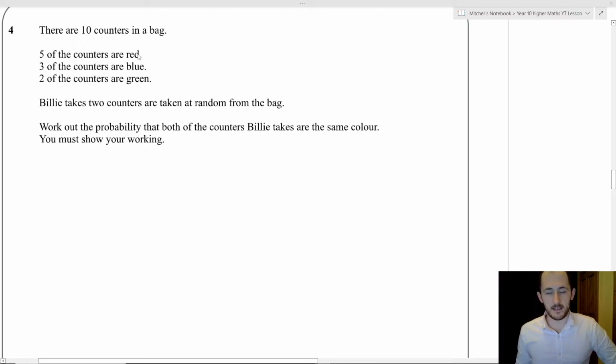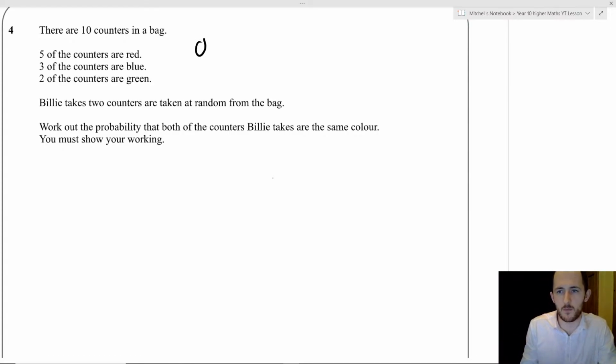Okay, now here it gets a bit more tricky, right? Because we have 3 colours. So there's a few more combinations, but it's the same maths, okay? So again, let's draw a diagram out. So we have 1, 2, 3, 4, 5. These are reds. We have 1, 2, 3 blues. And we have 1, 2 greens.